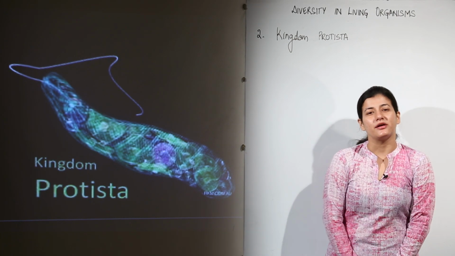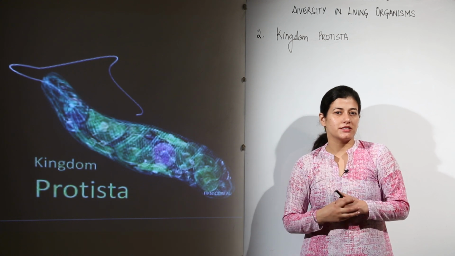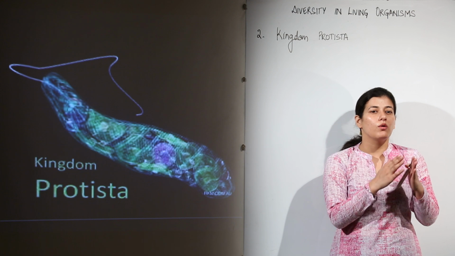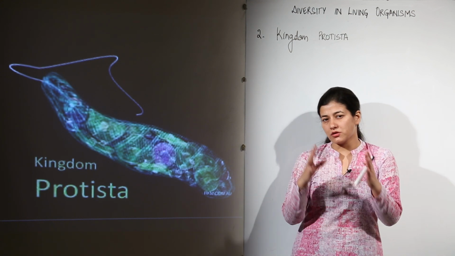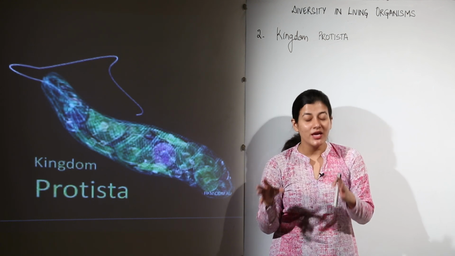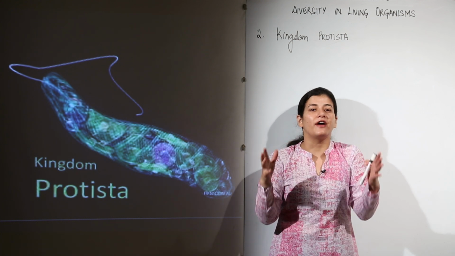The second kingdom after kingdom Monera is the kingdom Protista. Now, the characteristic feature of this kingdom is that it is also going to have all unicellular organisms. You are not going to find any multicellular organism in this particular kingdom. The reason being that this particular kingdom is not having a defined boundary.